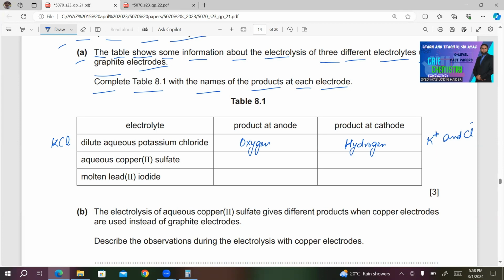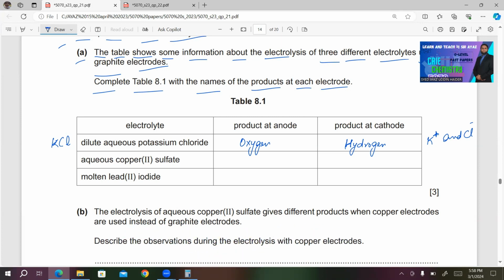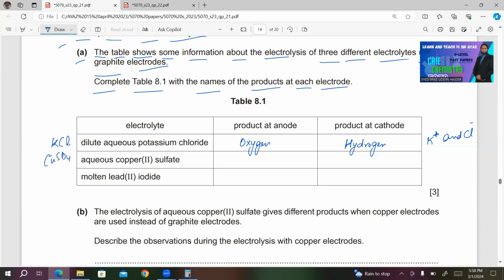Or there are other reasons. You can write hydrogen has high ease of discharge and low difficulty of discharge. Reverse statements will be true for both K+ and Cl- ions. What about aqueous copper 2 sulfate? It's CuSO4. Cu2+ ion is below hydrogen, so you must get copper at cathode. What about anode? We have graphite electrode, so you will get oxygen again in this case.